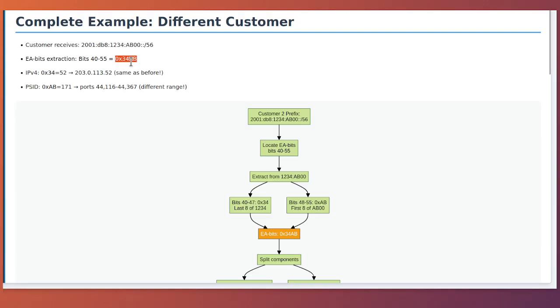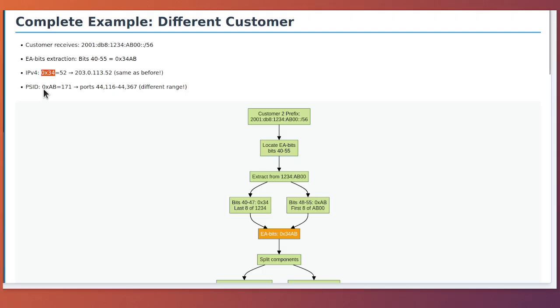We need bits 48 through 55 from group 4. The hex AB00 in binary is 1010 1011 0000 0000. The first 8 bits are 1010 1011, which is AB in hex. So our EA bits value is 34AB in hexadecimal. Step 3. Split EA bits into components. The first byte is 34 hex, which equals 52 decimal. This is the IPv4 suffix.